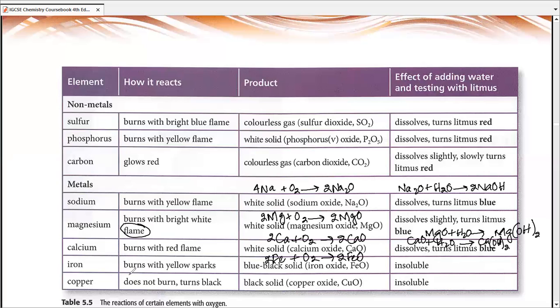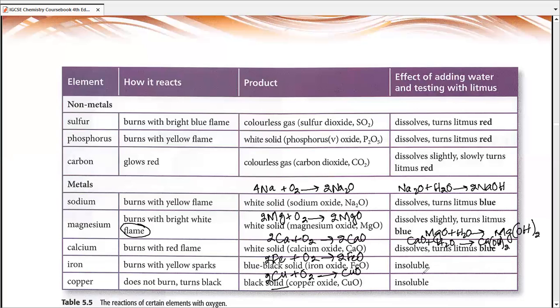Next up is copper. It does not burn, it just quickly turns black. That's because 2Cu plus O2 gives you 2CuO, copper oxide, and copper oxide is black in color, as written, black solid over here. It's also insoluble in water, and as it's insoluble in water, we cannot test it with litmus paper.